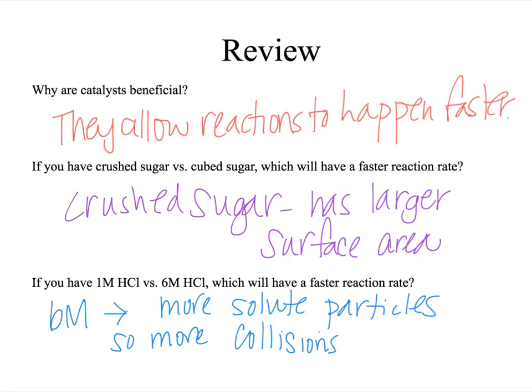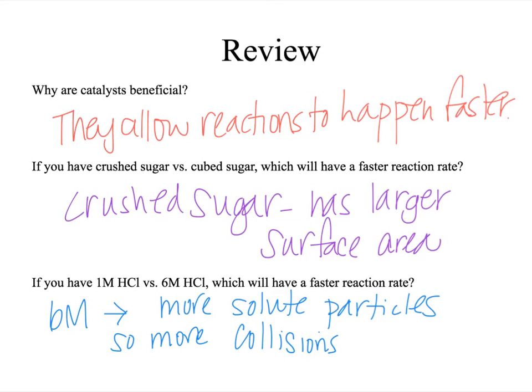The next question: if you have crushed sugar versus cube sugar, which will have a faster reaction rate? Of course, common sense and our real world experiences tell us that crushed or granulated sugar, like what we're used to using on our cereal or in our tea or coffee, has a larger surface area than a sugar cube, and so it would dissolve faster or react faster.